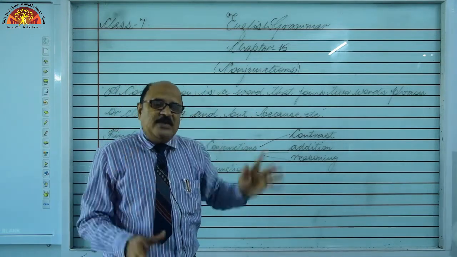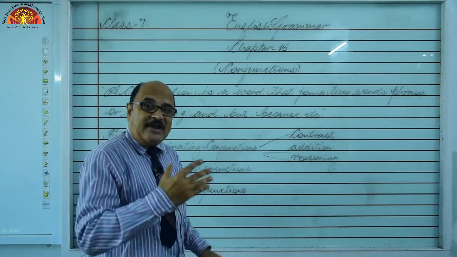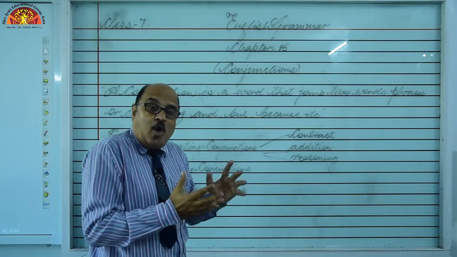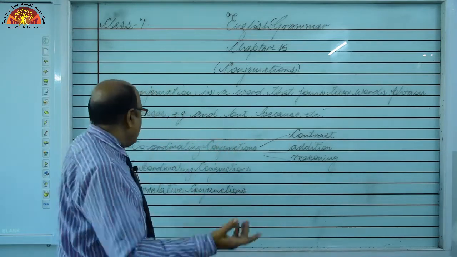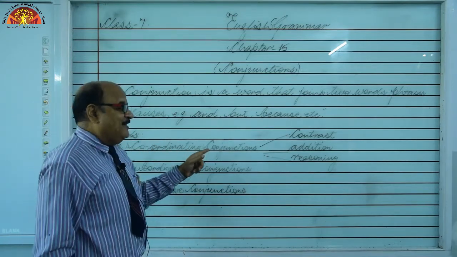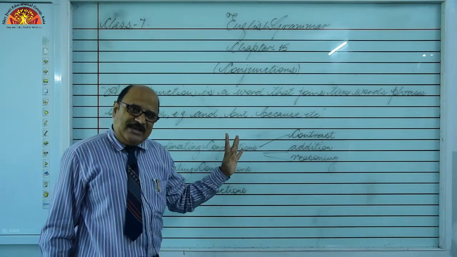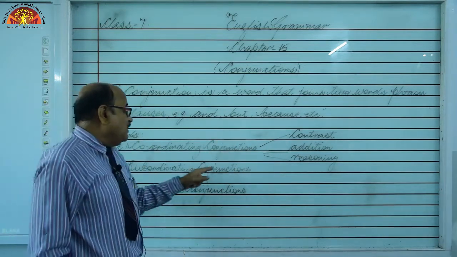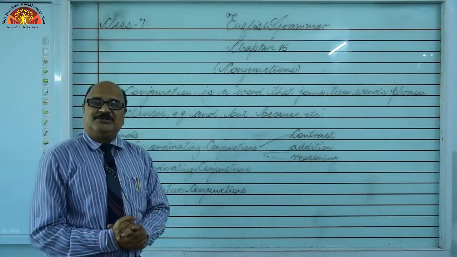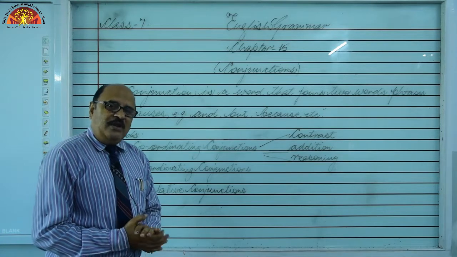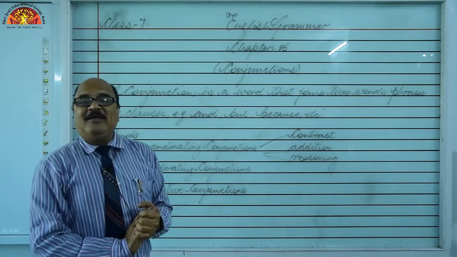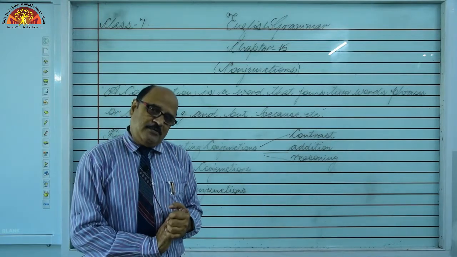Is that clear? Now we are going to have a look at their kinds. What kinds of conjunctions are there? How many kinds of conjunctions are there? Have a look. Coordinating conjunctions, second, subordinating conjunctions, and third one is correlative conjunctions. One by one we will learn about them. So, there comes the turn of coordinating conjunctions.